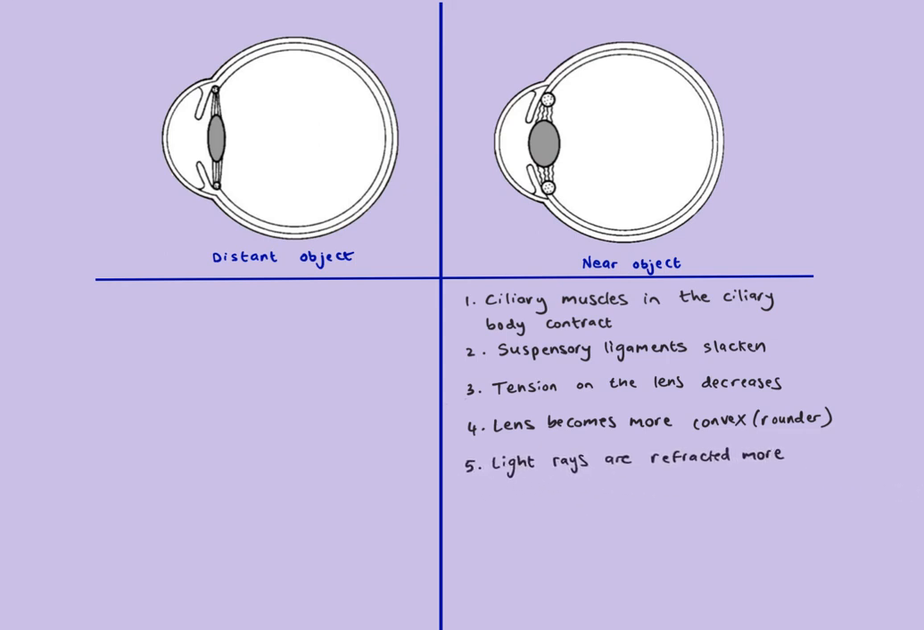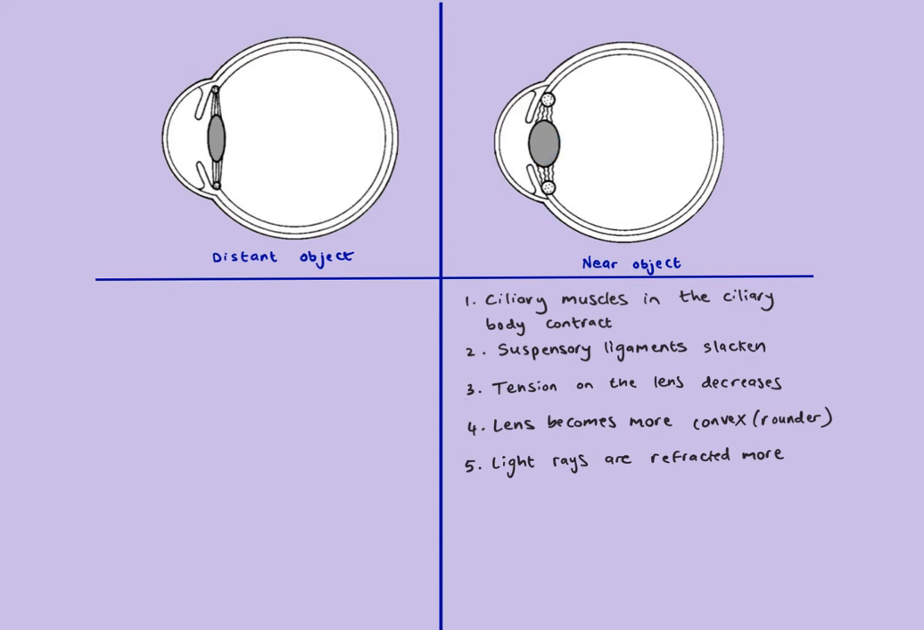From a close object, you're looking at the object right in front of your face. Those light rays are coming in from quite steep angles. So if you think of looking at someone standing a meter in front of you, you've got light rays coming from their feet and light rays coming from their head, coming in at completely opposite directions. So they need to be bent a lot to make sure that they focus onto your fovea at the back.